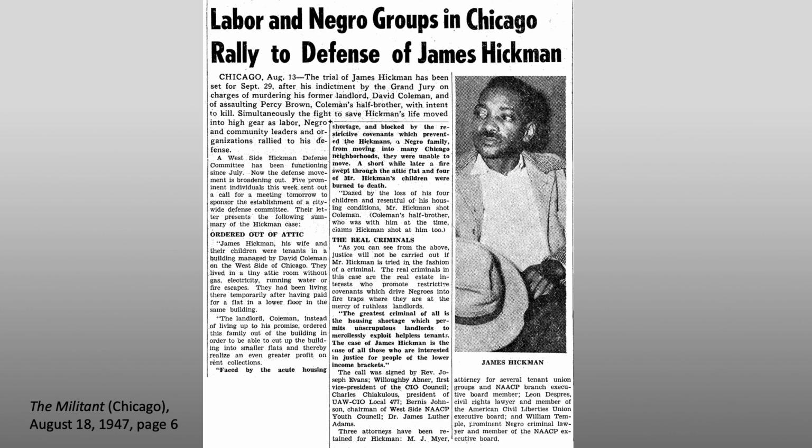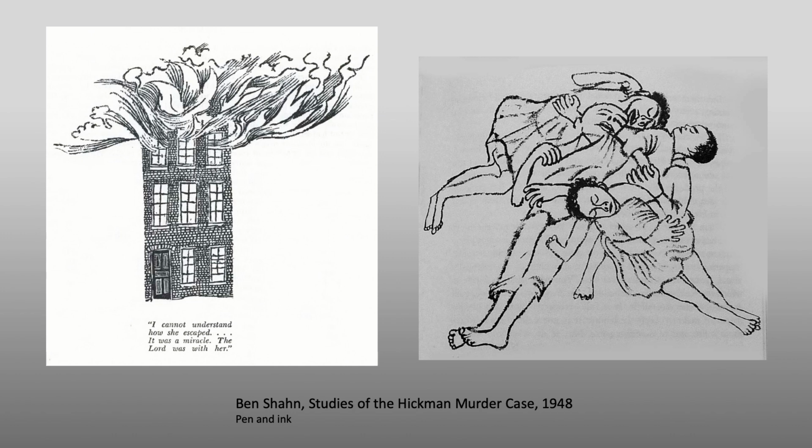The case became nationally famous because it highlighted the overcrowding and filthy conditions forced on Southern blacks who immigrated to Chicago's slums, and the impossibility of finding justice in the courts. Harper's Magazine ran an extensive article on the case, and Shahn created the illustrations. The burning attic and the piled children translate directly into allegory. By the way, Hickman's trial resulted in a hung jury. The authorities decided that in losing his children, he had already paid enough.